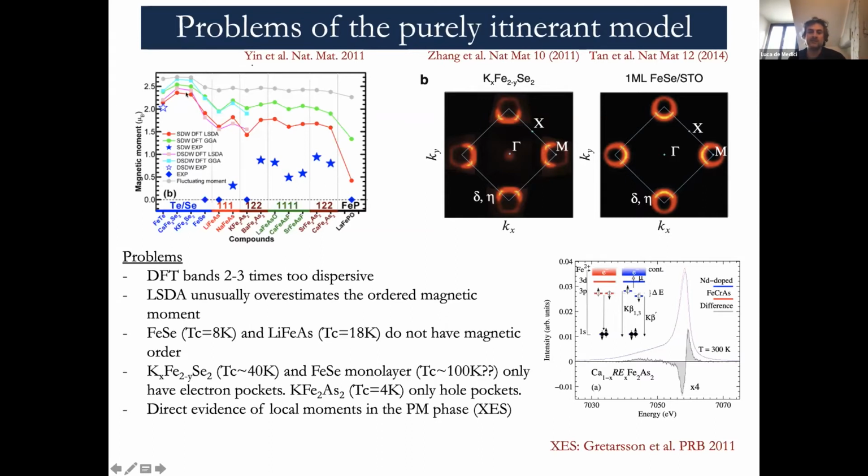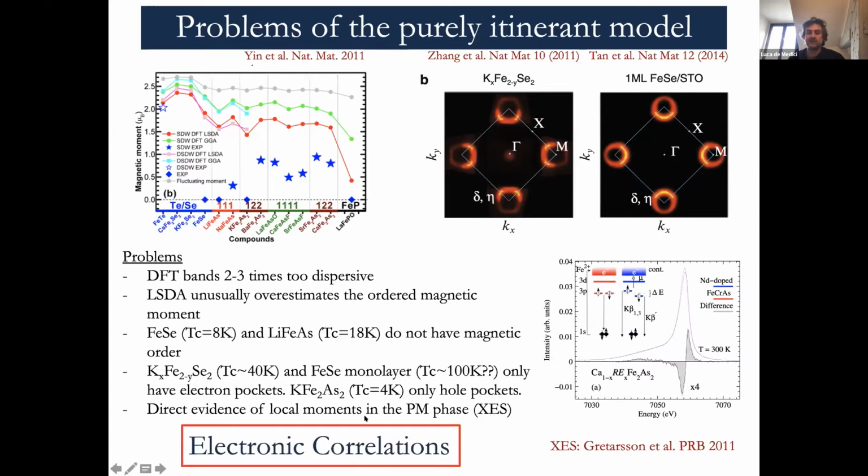Here are the experiments. Here are the LSDA estimates. And not always do the high TC compounds have this nesting property, and sometimes the low TC compounds do have it. So it's clear that electronic correlations should be taken into account, dynamic electronic correlations, which are missing in the purely itinerant model. And also there is direct evidence from X-ray emission spectroscopy of local moments in the paramagnetic phase.